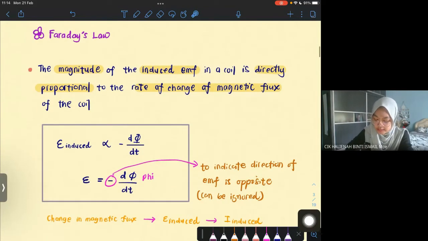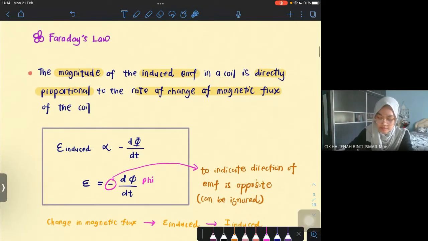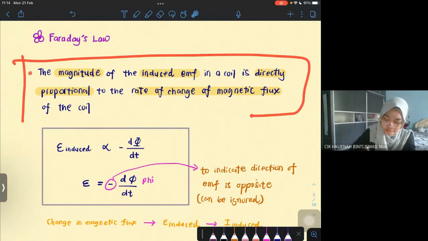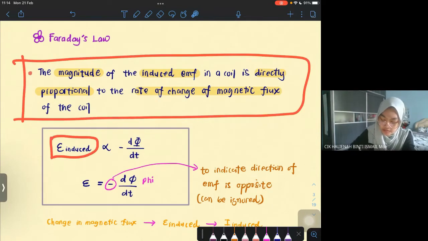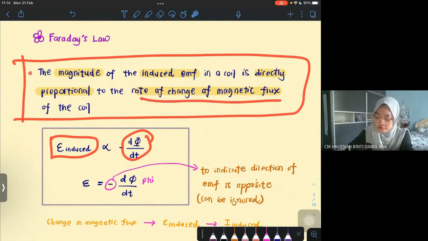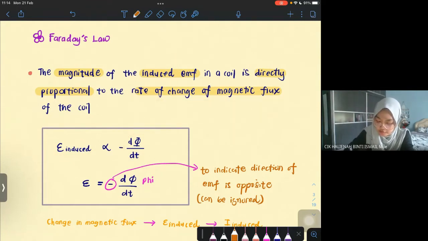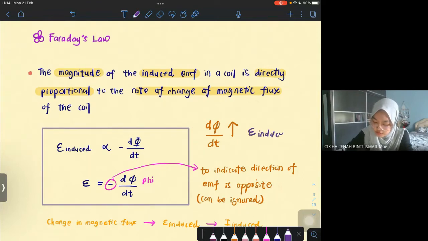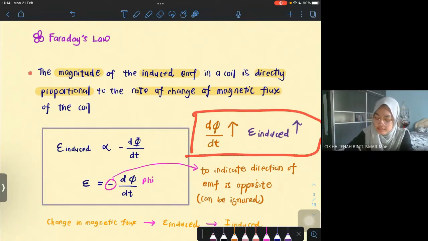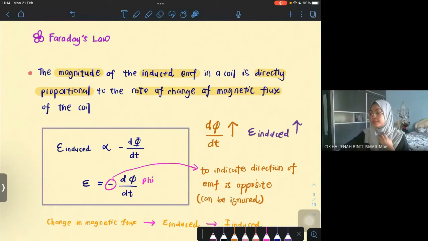Okay, so negatif ni nanti kejap lagi Miss akan explain. So according to Faraday's law, induced EMF is directly proportional to the rate of change of magnetic flux of the coil. So the higher the rate of change of magnetic flux, the more induced EMF will be produced. Okay, sebab dia directly proportional.